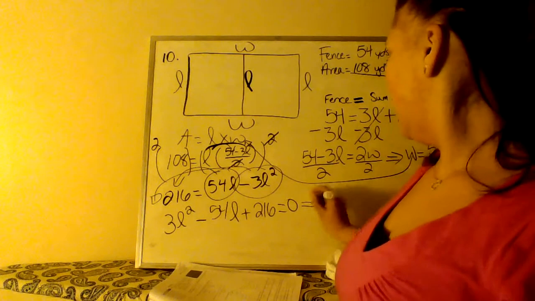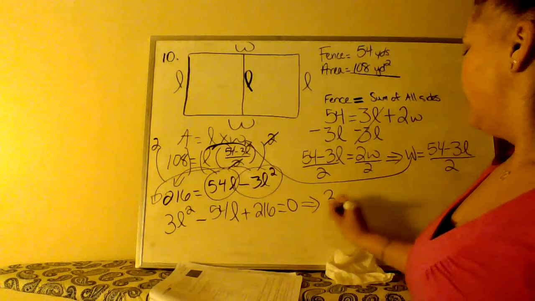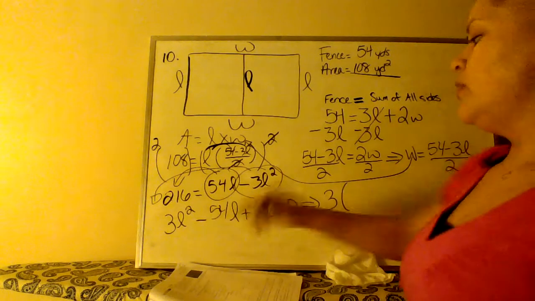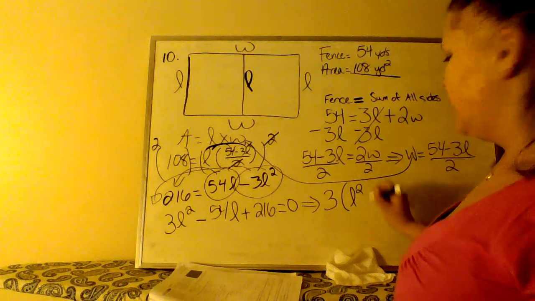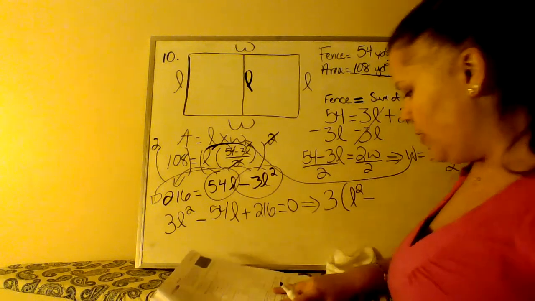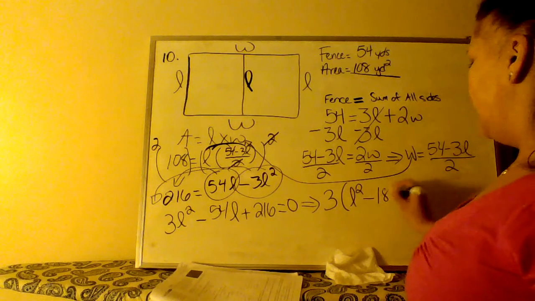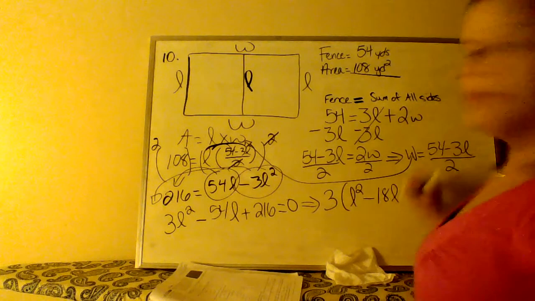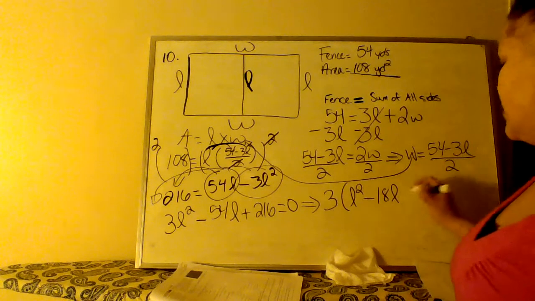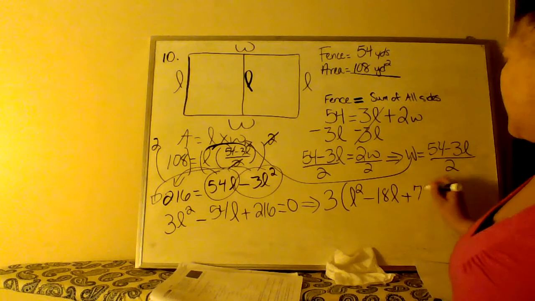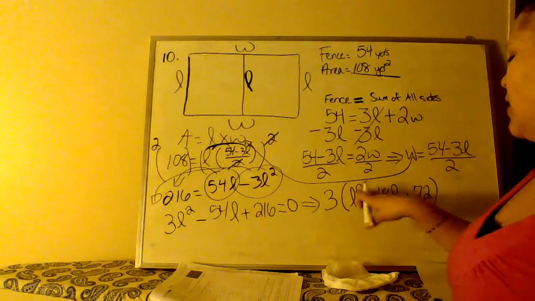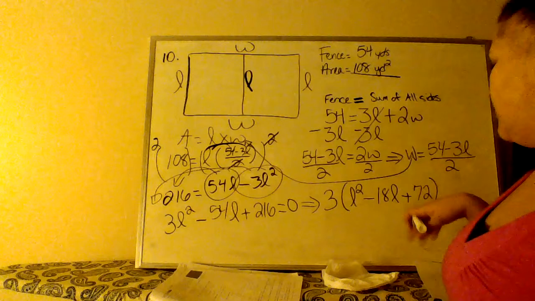I'll put that right on the side right here. We'll pull out a 3, and then I'm setting up my leftovers. 3 times what gives you L squared? I have an L squared, my leftover, minus 3 times something gives me 54. And that's 18. And then I need an L as well. And then 3 times something gives me 216, which is 72. So now I have 3 times, parentheses, L squared minus 18L plus 72.